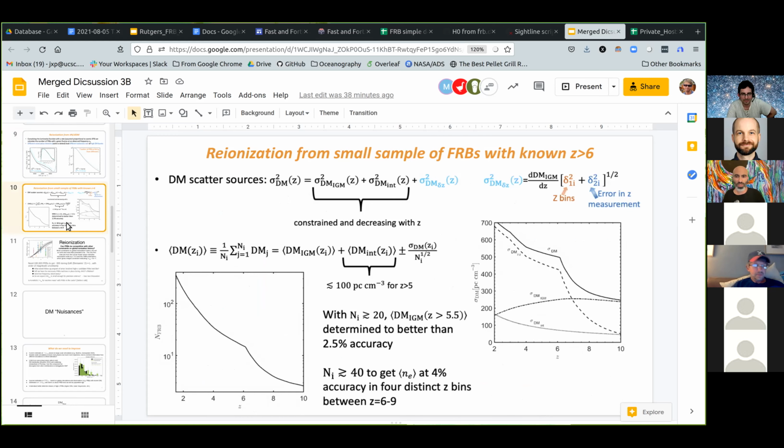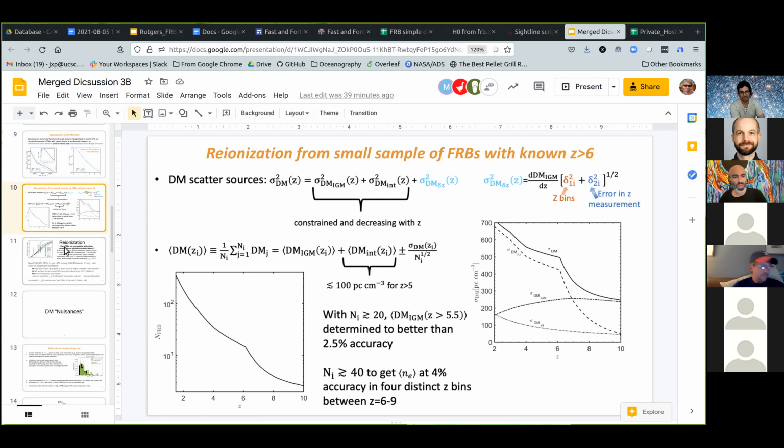This is to have a relatively small sample of FRBs where we also have redshift determination at these high redshifts. Once we have those, instead of talking about tens of thousands of FRBs needed to get good information about reionization, the numbers drop significantly and we're talking about a few tens. There are different sources for the scatter listed here. They all decrease with redshift, as you can see in the plot on the right-hand side. As we accumulate enough FRBs, we can bring this precision further down and get a good determination of the mean density at a given redshift, which tells us the ionization history as a function of z.